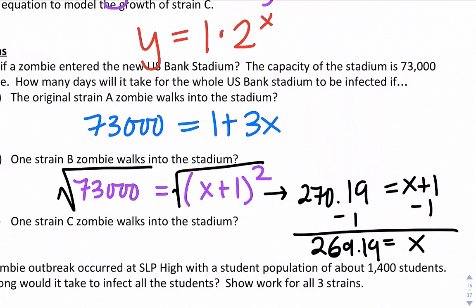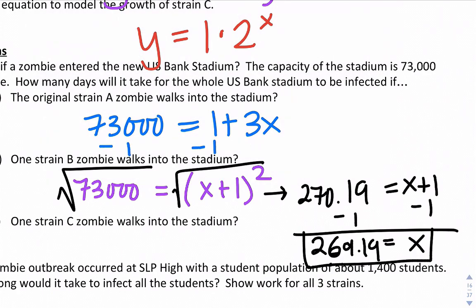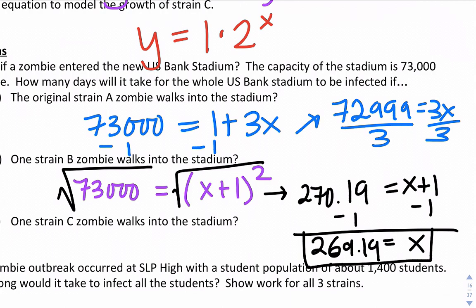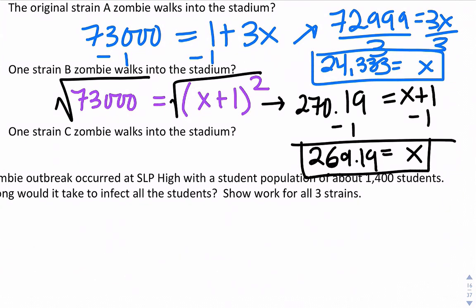All right, so it'll take this long, and if we solve this one, I guess we should solve it, we'll subtract 1 from each side. We'll get 72,999 equals 3x, divide by 3. And we get 24,333. So this will take 24,333 days. This one only takes about 270 days. And then strain C, we have 73,000 equals 1 times 2 to the x.